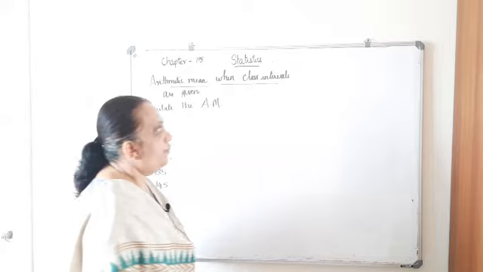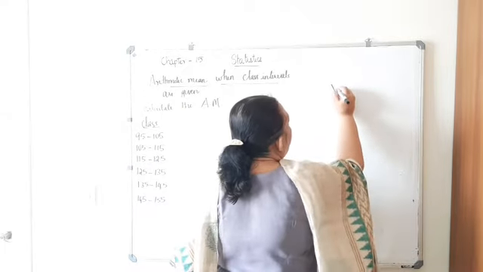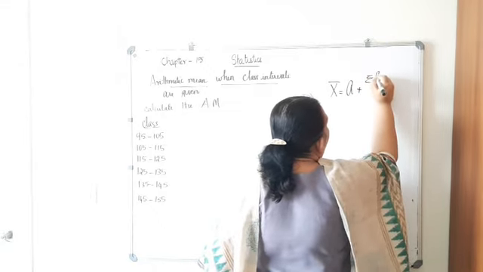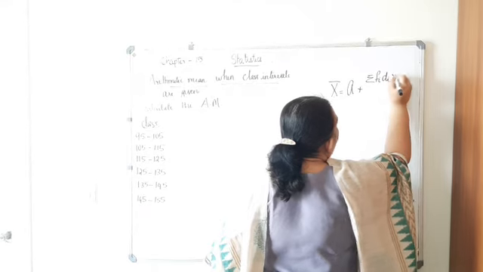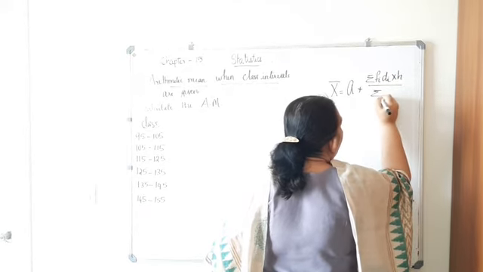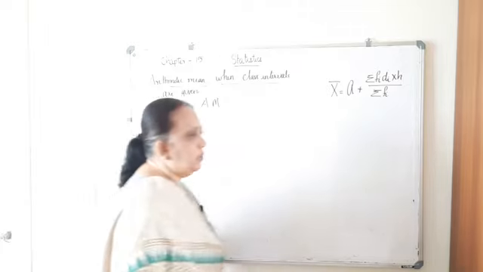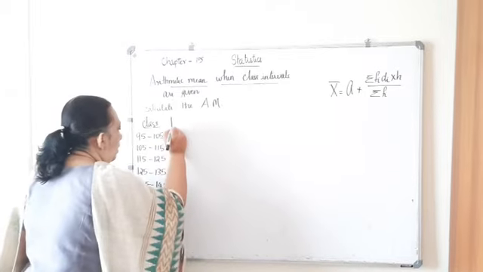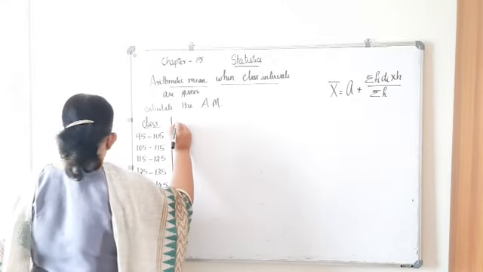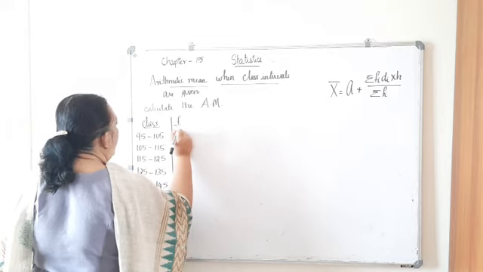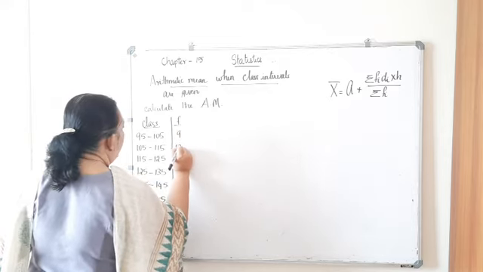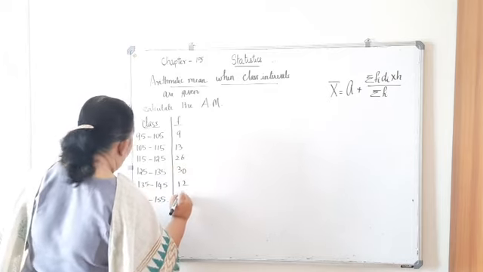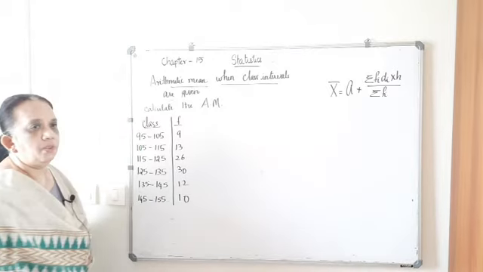you at once write the formula. What is the formula? X bar is equal to A plus sigma Fi di into H divided by sigma Fi. This is the easiest way. Write down the formula and then create the columns. Of course, the frequencies are also given to you. The frequencies are 9, 13, 26, 30, 12, 10.